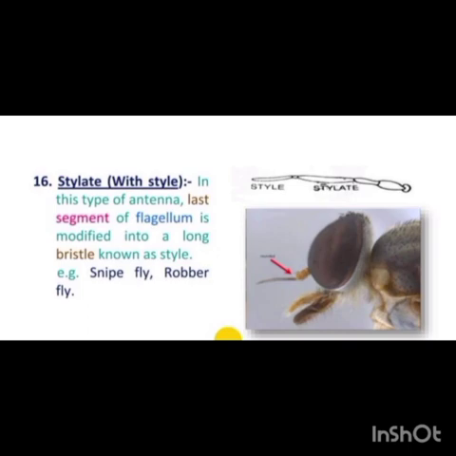Thus our whole lecture is completed. I hope you all understand this lecture about structure and types of antenna.